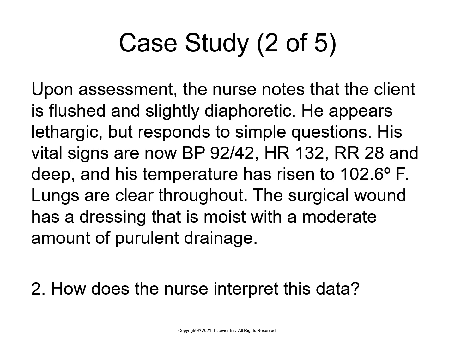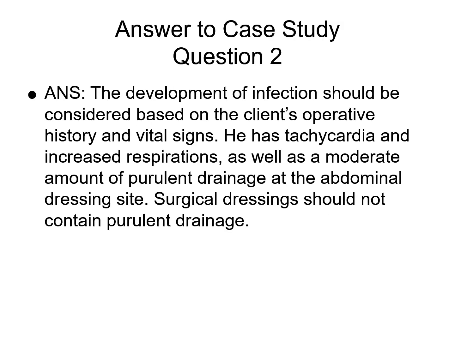So how are you going to interpret this data? So you have your cues. You have a development of infection that should be considered based on this client's history. They've had an operation and their vital signs. He has tachycardia and increased respirations, as well as a moderate amount of purulent drainage at the abdominal dressing site. Surgical dressings should not contain purulent drainage.